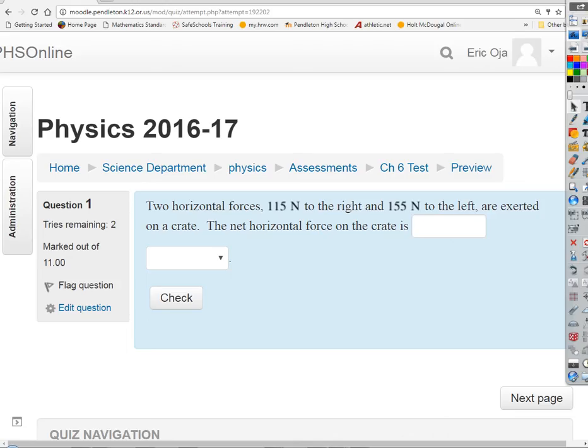are exerted on a crate. So the net horizontal force is what? 40 to the left. All right. Okay, good.